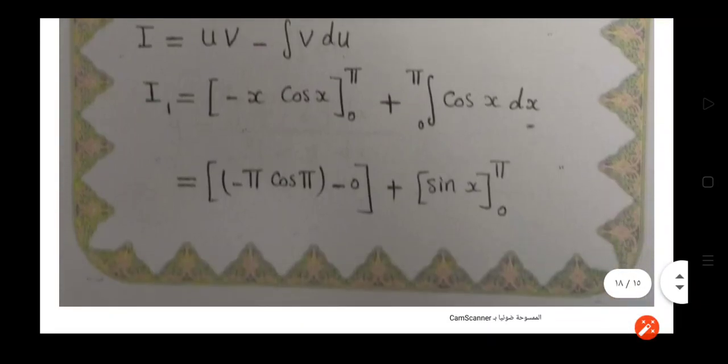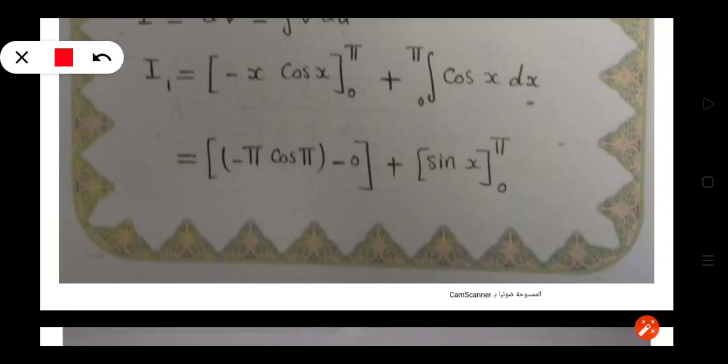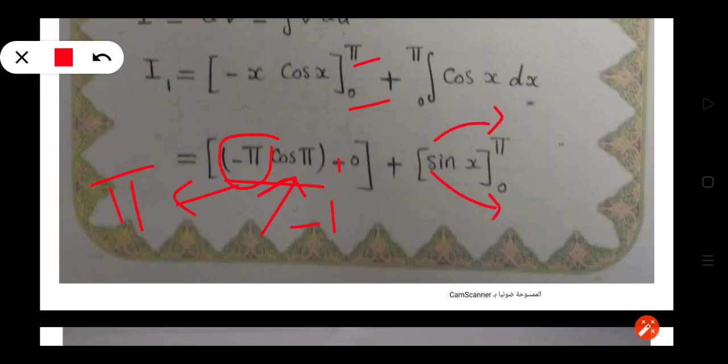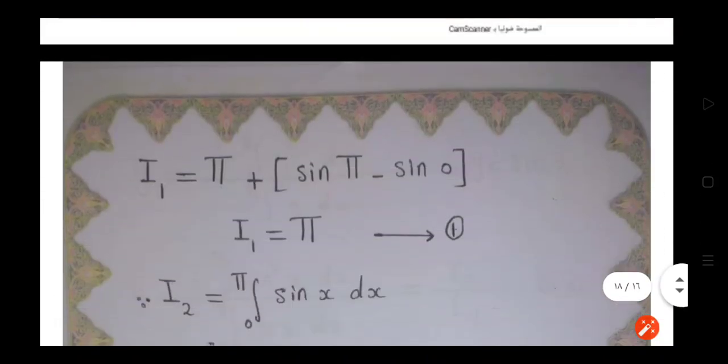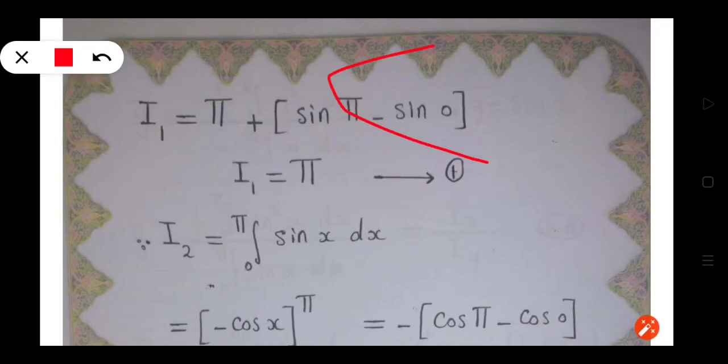Now let x one time equal pi and another time equal 0. First it will equal negative pi cosine pi, minus, or positive, 0. Cosine pi equals negative 1. Negative 1 times negative pi will equal pi. Sine x from 0 to pi, sine pi equals 0, sine 0 equals 0, so all of this equals 0. Now we know that I1 equals pi.